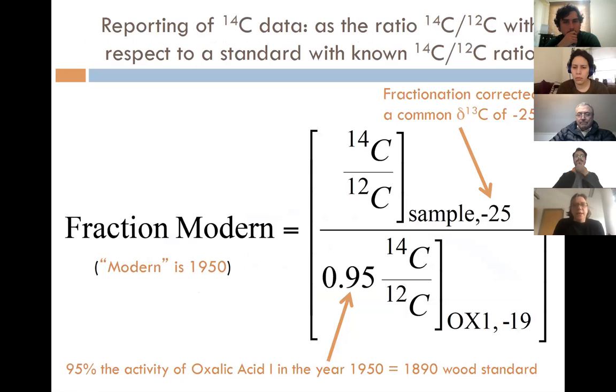Just like stable isotopes, we report radiocarbon data as a ratio, this time of carbon-14 to 12 with respect to a standard with a known ratio. And I can make a PDF of these slides available to you so you'll have all these notes to go back to if you want.